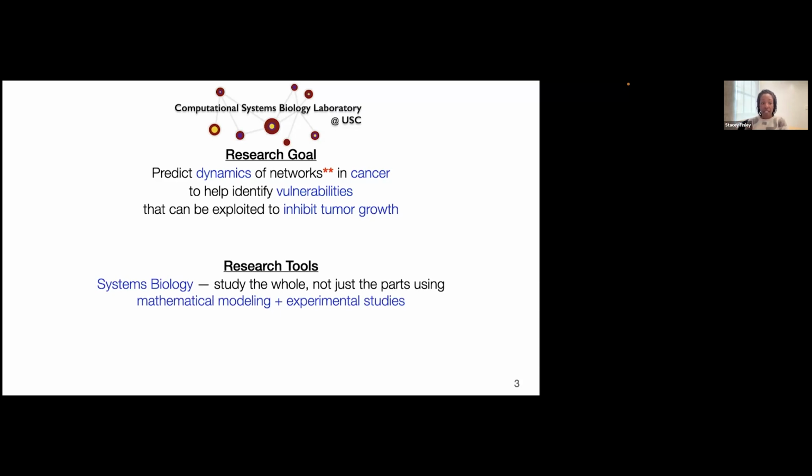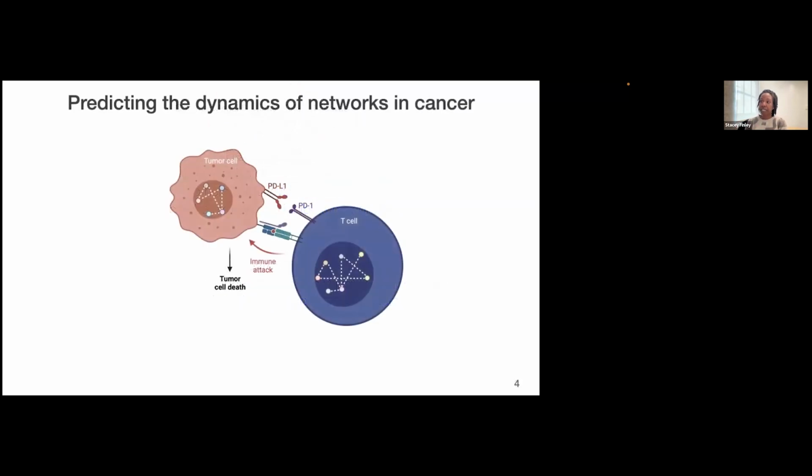And my lab has a lot of expertise in mathematical modeling, and we collaborate with other research groups who have expertise in experimental studies and even clinical applications as well. So when I mentioned predicting the dynamics of networks in cancer, I'll talk to you today about two different sets of networks that we're quite interested in.